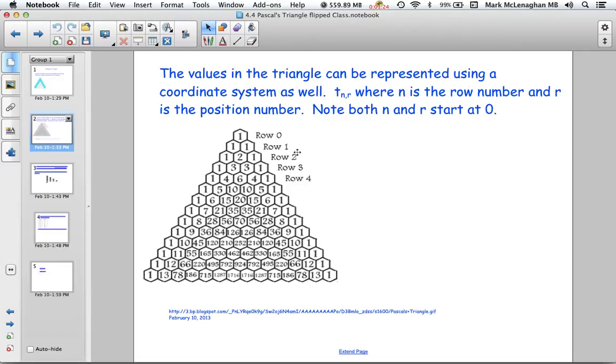We can use terms to represent the numbers. Okay, T sub n sub r. n is the number of the row, and r is the position in the row. Make sure that you remember that both n and r start with 0. So this position here is row 0, 0. This would be position T, or term 1, 0, and term 1, 1, and so on and so forth. You can see that numbers do get quite large as you get further down. Again, working with our big numbers.